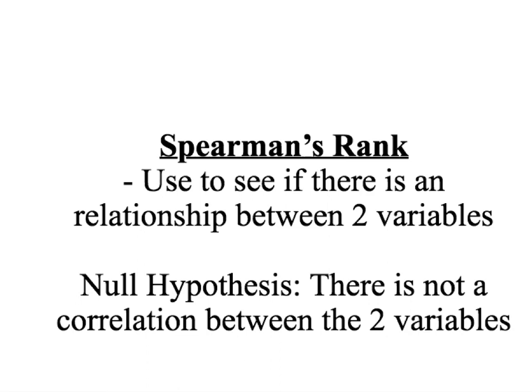So I'm going to talk about the statistical test or correlation coefficient. The one we use in A-level biology is usually Spearman's rank. So a bit like the other statistical tests, you need to know in which situation you use this statistical test. You use a correlation coefficient, like Spearman's rank, to see if there's a relationship between two variables. And your null hypothesis would be there's no correlation or no relationship between the two variables.